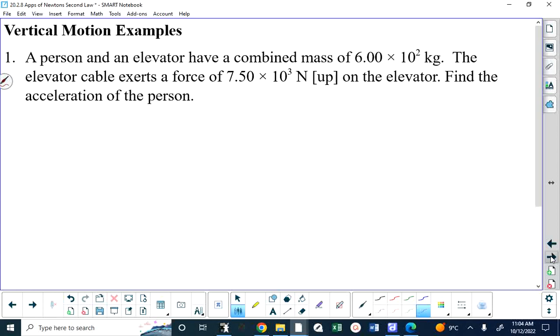I will tell you right now that if I gave this question to you, many of you would look at this question and feel as though you know exactly how to get the answer, and you would get the wrong answer. And the reason is that you would use F net equals MA, and it would be wrong. You would put 7,500 newtons for the net force, and you would put 600 kilograms for the mass. You will not get the right answer.